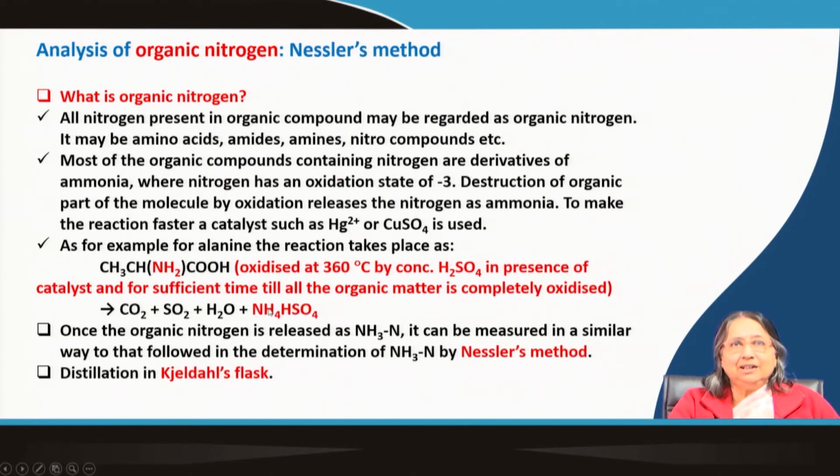Now, it is ammonia nitrogen. Previously I explained how to determine ammonia nitrogen, so you have to follow the same process using Nessler's method. First you have to distill it in the Kjeldahl flask, then collect it in sulfuric acid, and then you can take a definite volume of aliquot and add the Nessler's reagent to get the color. So, the same way.